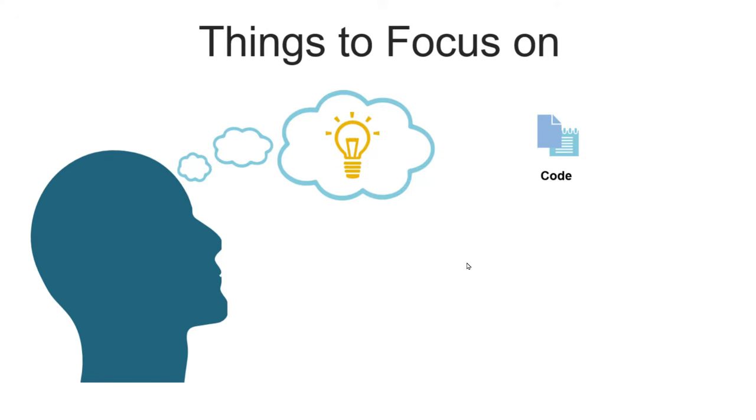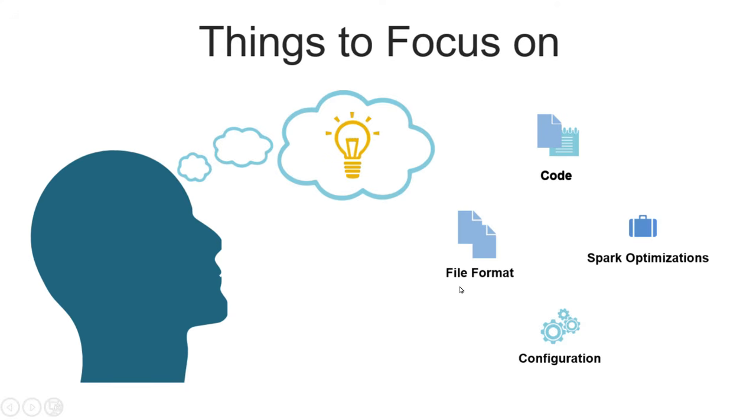When we talk about optimization, there are multiple things that can be done. For example, we can have some things which we can do inside our code. We can have configuration level settings which are at the cluster level or at the level of our job. There can be file formats which are really optimized to be used with Spark. And there can be Spark optimizations, which means with every version of Spark, it becomes a better version of itself.